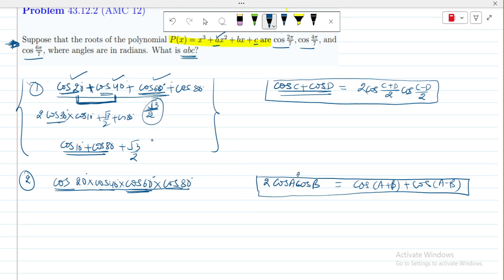Sine 30 is half and cos 60 is also half. So here it becomes half. Sine 30 becomes root 3, so it becomes root 3. So in that manner you can solve, okay?